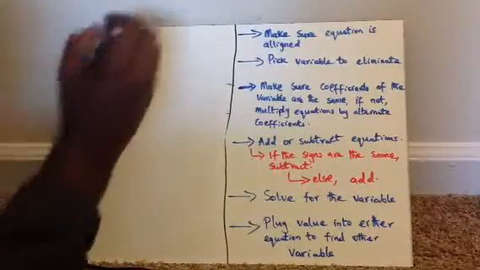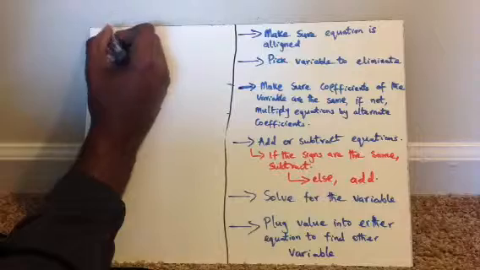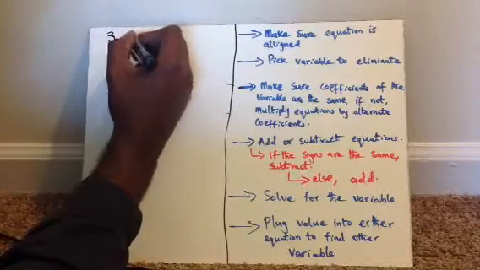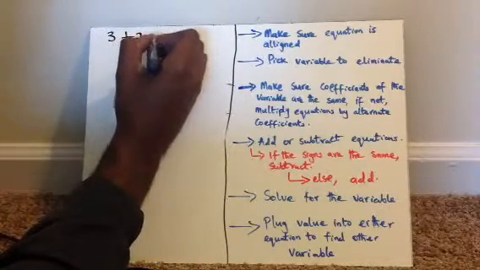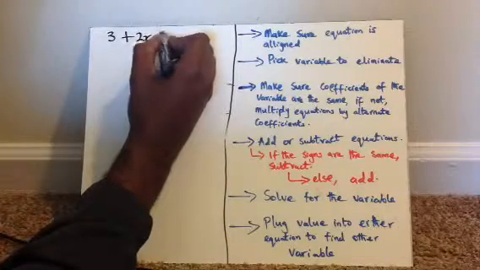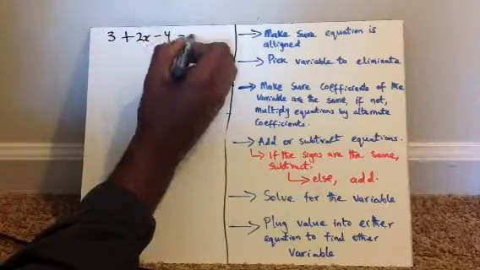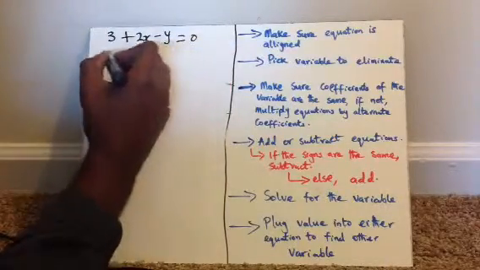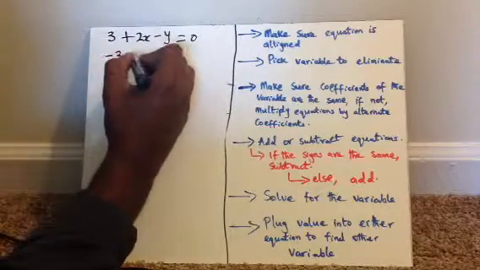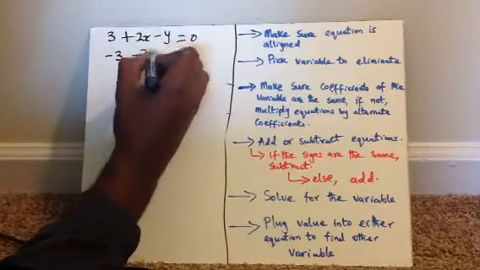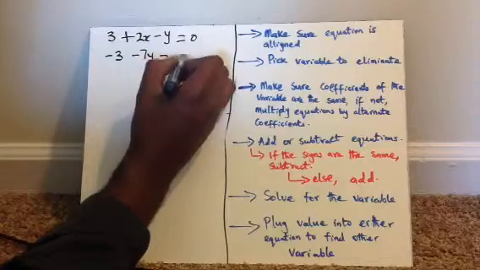The next question is 3 plus 2x minus y, and that's equal to 0. And then we have minus 3 minus 7y equals 10x.